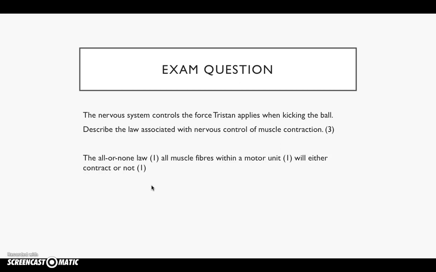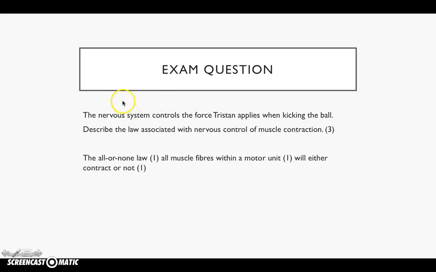Now, you are going to get asked this question here. The nervous system controls the force Tristan applies when kicking the ball. Describe the law associated with nervous control of a muscle contraction. As soon as you see the term nervous control of a muscular contraction, that is when we are talking about the all or none law, and you need to mention a motor unit. So for muscles to contract, they need an impulse. What the motor unit is made up of is a motor neuron and the muscle fibers it initiates.